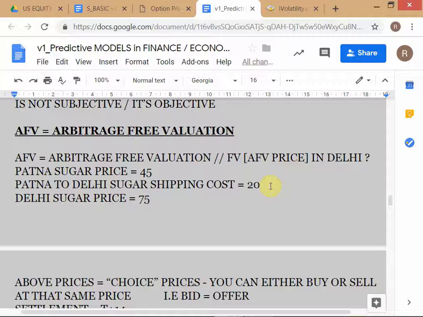After the delivery happens, the sugar positions will cancel out, long against short. I will have an inflow of 75 rupees in Delhi, and to the Patna dealer I'll have to pay 65 rupees. So the actual realization of the profit is on the settlement date. Is everyone clear about this?